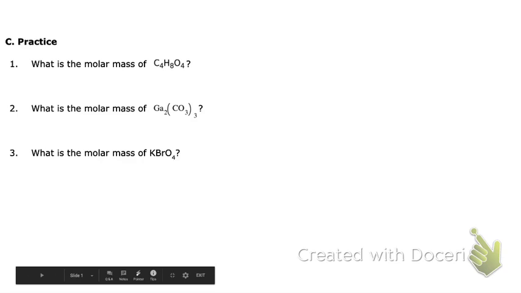So if you remember, the first step is I like to list out the elements that are making up the compound that we're working with. So we have carbon, we have hydrogen, we have oxygen. The next thing I like to do is take an inventory of how much I have of each. So I have 4 carbons, I have 8 hydrogen, and I have 4 oxygen.